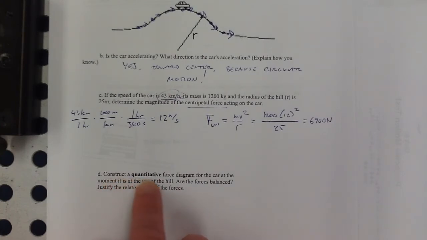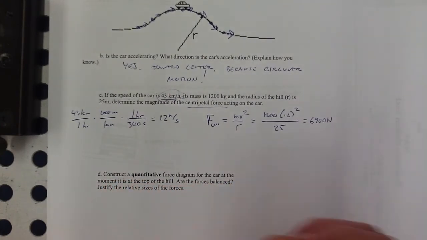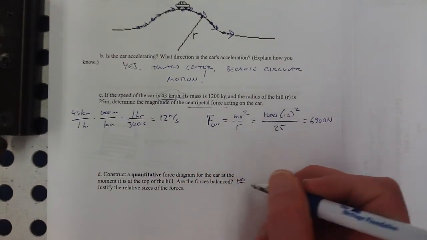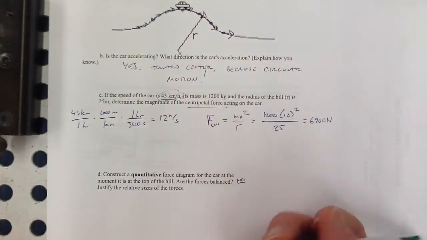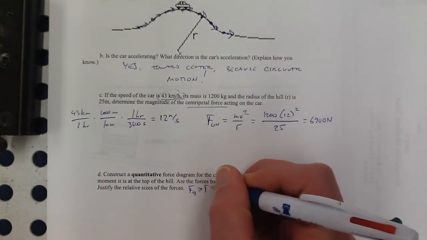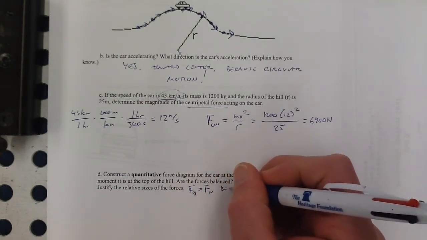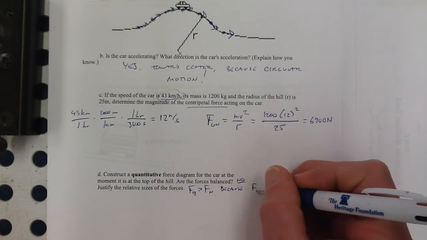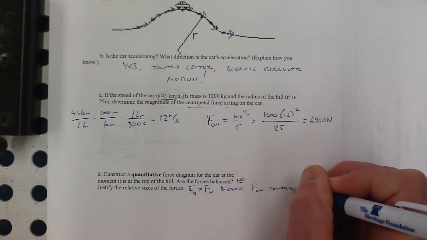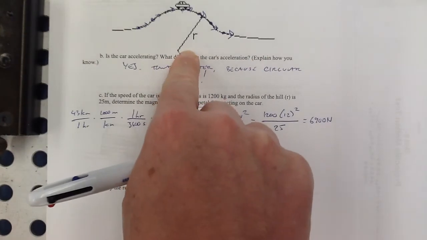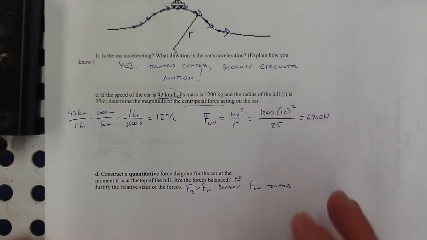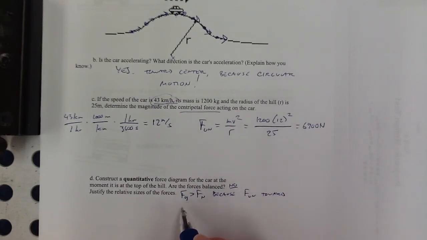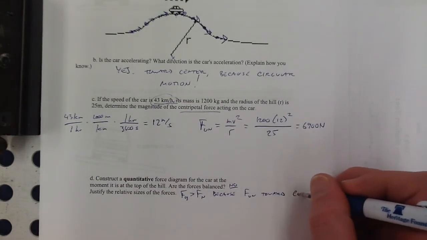Construct a quantitative force diagram for the car at the moment it's at the top of the hill. Are the forces balanced? No. Justify the relative size of the forces. In this case, the center of the circle is down here, so gravity has to be winning. Fg must be greater than that because unbalanced force toward center. The reasons are the same. It's just the center of the circle here versus here. I mean, you can tell where the center of a circle is, right? Go back and ask your geometry teacher about that. Just kidding, you don't need to, because you know. Because unbalanced force toward the center.